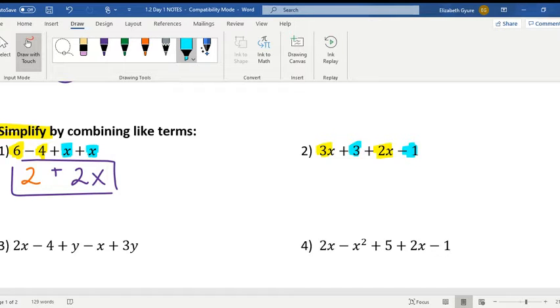Okay. So now let's combine what can be combined. So now you have 3 x's. Add that to 2 x's. How many do you have all together? 5 x's. Good. Because right here, this first thing, doesn't this say 3x? That means you have 3 x's. Does that make sense? Okay. So that would be 5x. And now your numbers, we have a 3 and a -1. So what's 3 minus 1? 2. So plus 2. Good.